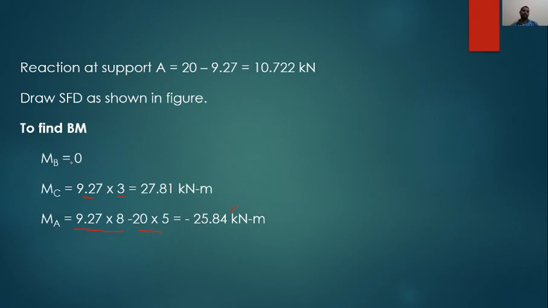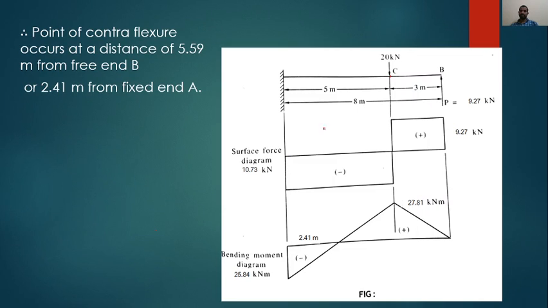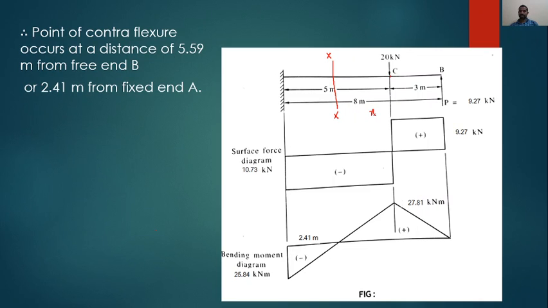Now we have bending moment at various points. Let us calculate the point of contraflexure. It is a point where bending moment changes its sign, or exactly where bending moment is 0. Let x be the distance between B and some section x. So here at this place we need to consider a section x, right, and this x is the distance from the free end to this section x.